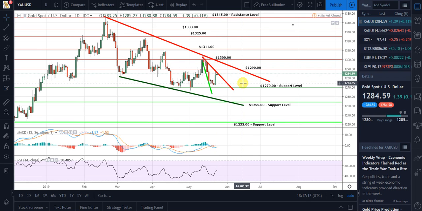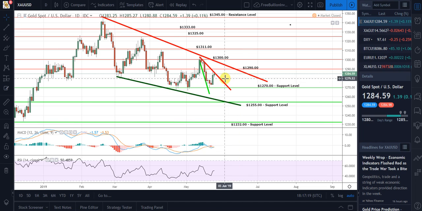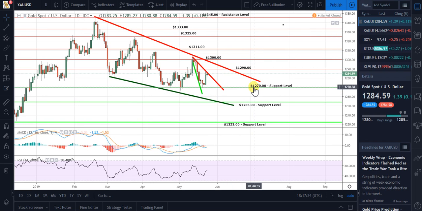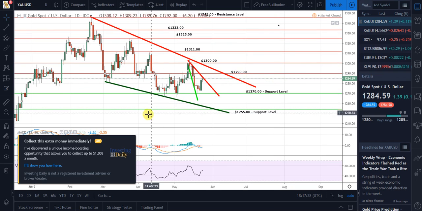But for the week to come, I'm expecting to see the price of gold break above this smaller falling expanding wedge, likely test the 1290 level, and likely move above it. We'll have to see if it goes above 1300 though. It does have support at 1270 as well as 1255. So that's it for this week's review and outlook.